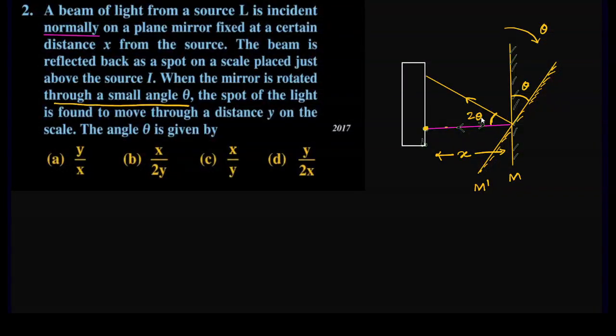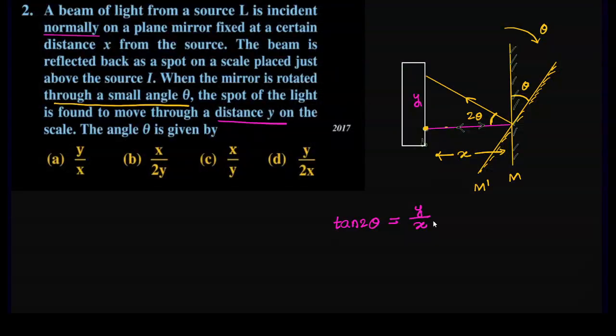Understood? Now you tell me. They have given that the spot of the light is found to be moved a distance of y. So this distance is y. We can say this is a triangle. So tan 2 theta equals what? y by x. So tan 2 theta equals y by x.